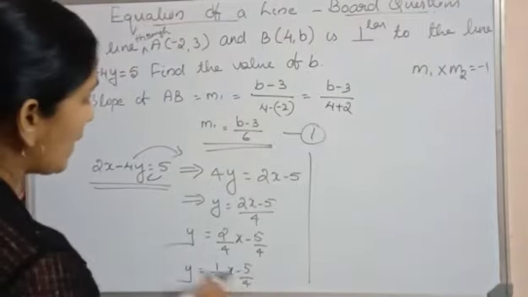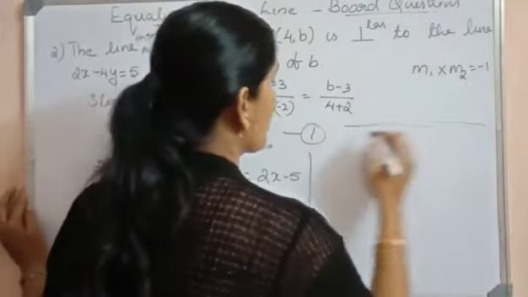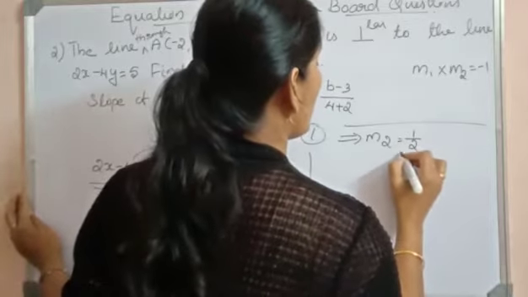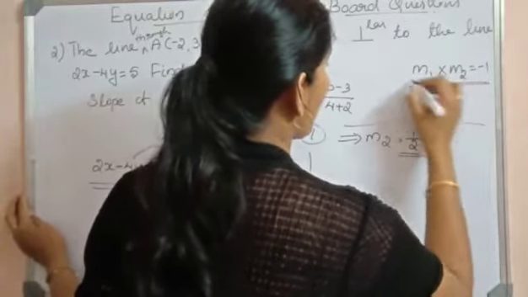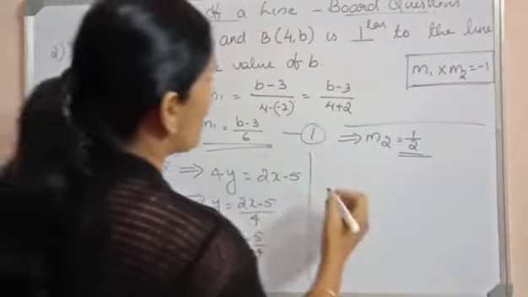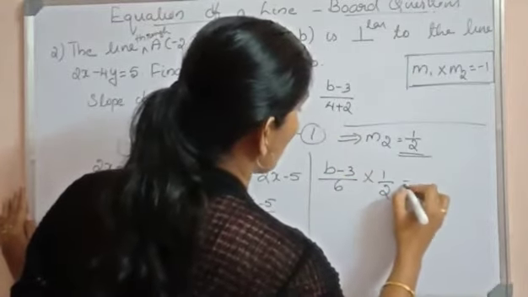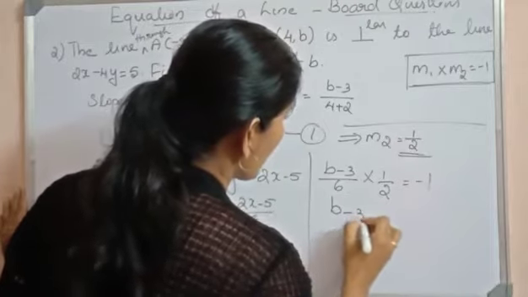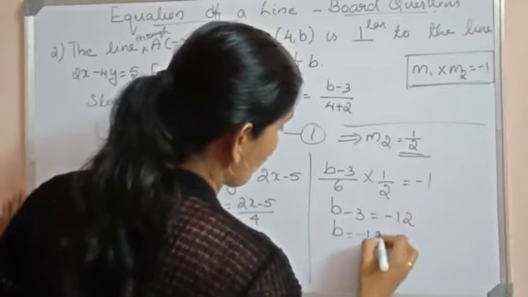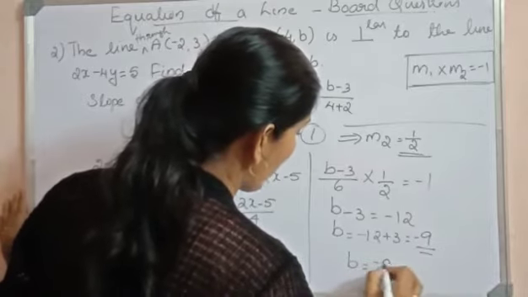When you compare this with the standard form, you get the slope as 1 by 2 here. This implies m2 is equal to 1 by 2. Now by the given condition, the lines are perpendicular, so we can use this formula: m1 into m2 is minus 1. So (b minus 3) by 6 into 1 by 2 is equal to minus 1. So b minus 3 is equal to minus 12 on cross multiplying. b is equal to minus 12 plus 3, that is minus 9. Therefore, the value of b is minus 9.